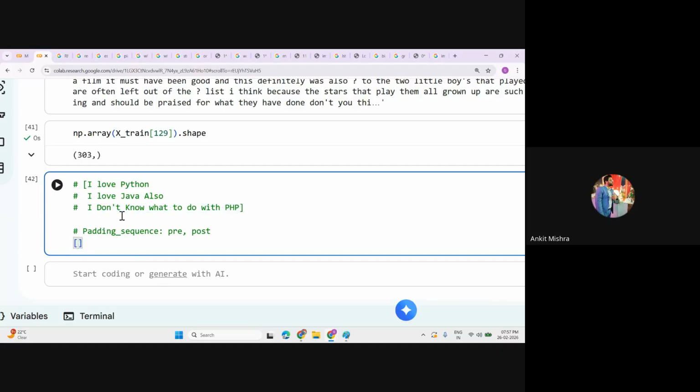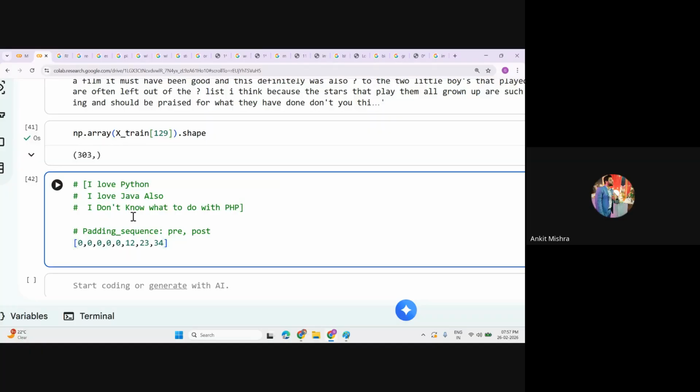Okay. The pre-padding is like this: 4, 5, and then it will give the index value of each word. Let's say the index value of I is 12, love is 23 and Python is 34. Perfect. Now you will do the same with this one. In this we have 4 indexes, so let's do the pre-padding.